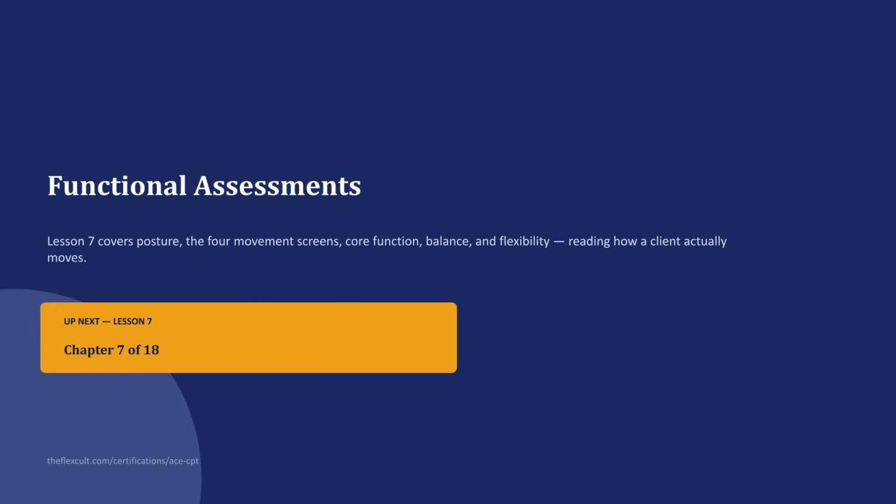That's a wrap on Lesson 6. In Lesson 7, we're covering functional assessments, posture, the 4 movement screens, core function, balance, and flexibility. We'll get into how to actually read the way a client moves and what their movement is telling you before you ever write a program.